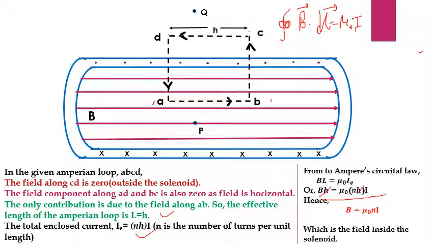An important expression for the magnetic field inside the solenoid. Here, B is the magnetic field, mu naught is a constant, n is the number of turns per unit length of the solenoid, and I is the current flowing through the solenoid. This is the expression for the field inside the solenoid.